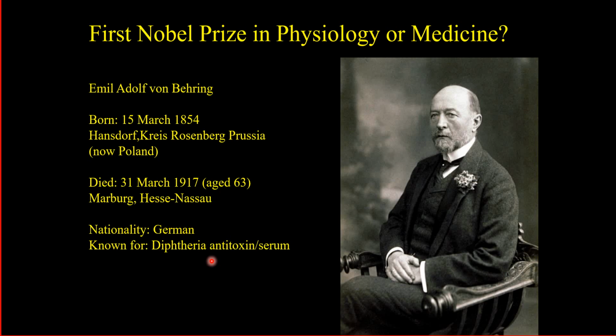So we have immunization. We have two types of immunization. Active immunization is the same as vaccination. Passive immunization is what Behring did. Okay, what Behring did. All right.